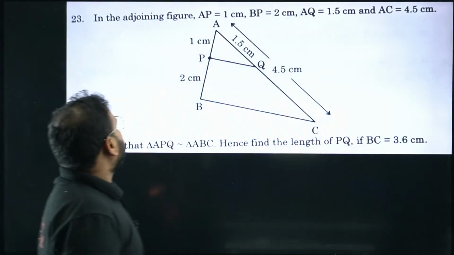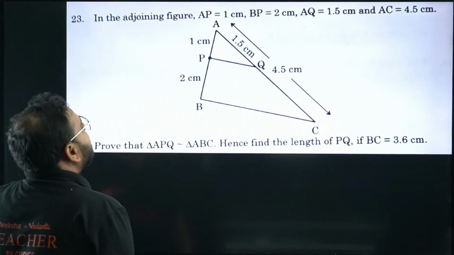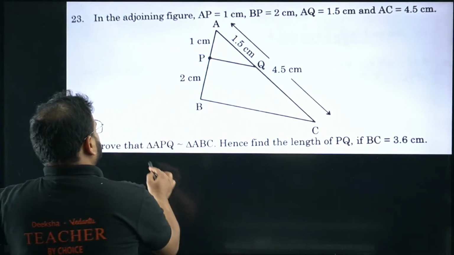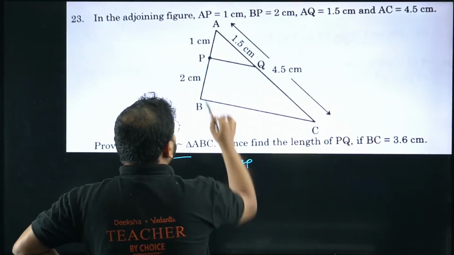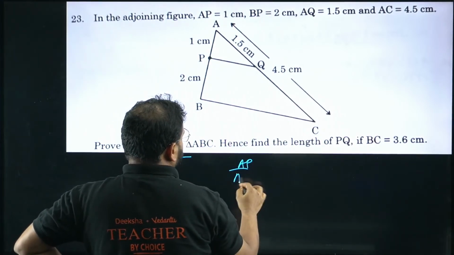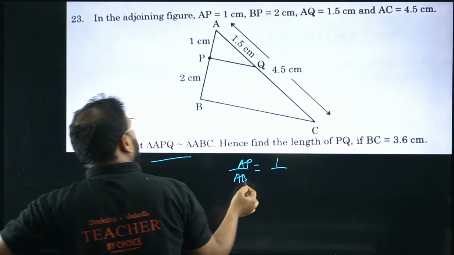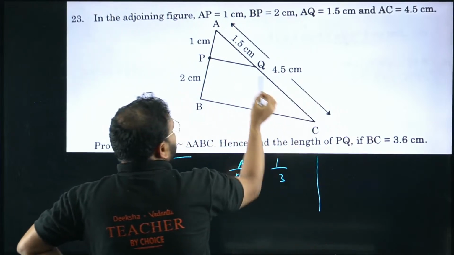23. In the adjoining figure, AP is 1, BP is 2, AQ is 1.5. We have to prove the similarity. Not a problem. Let's do one thing. Find AP to AB. How much is that? Please check here. AP is 1 and AB will be the sum of these two, so 3.